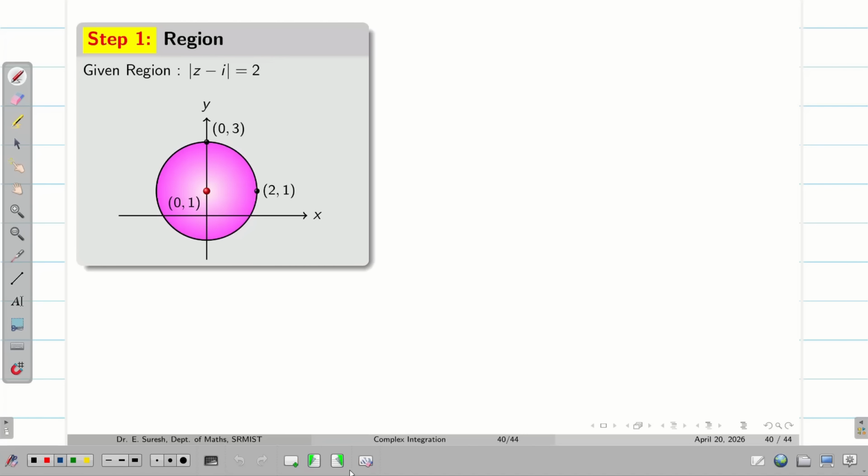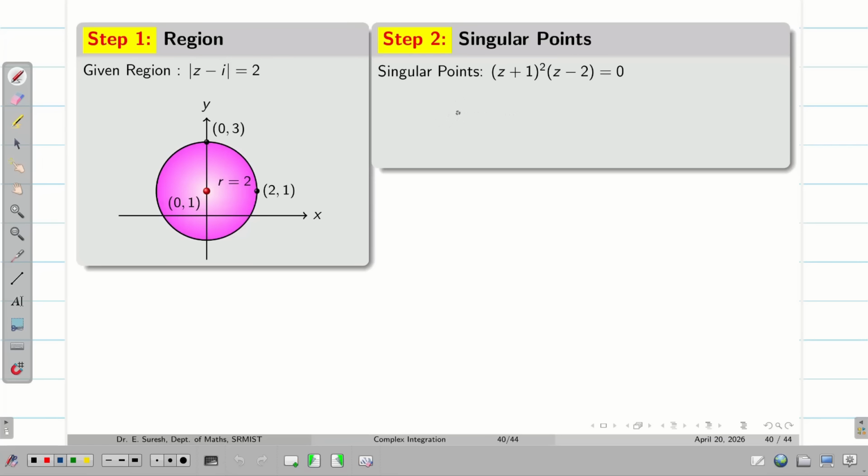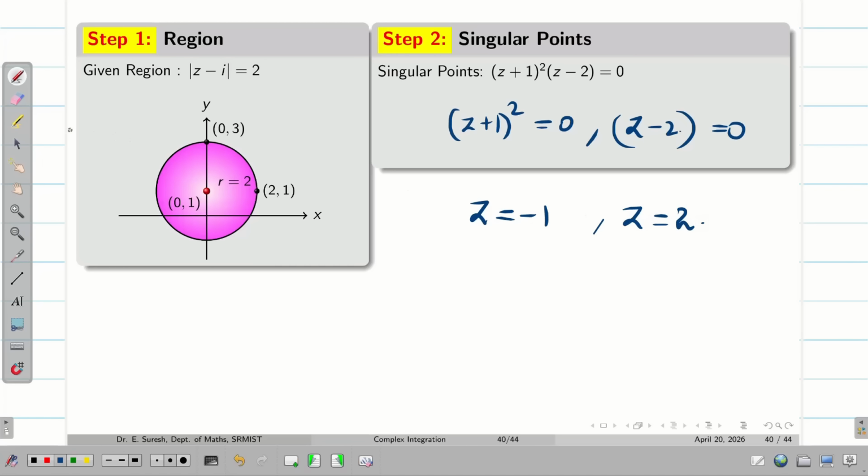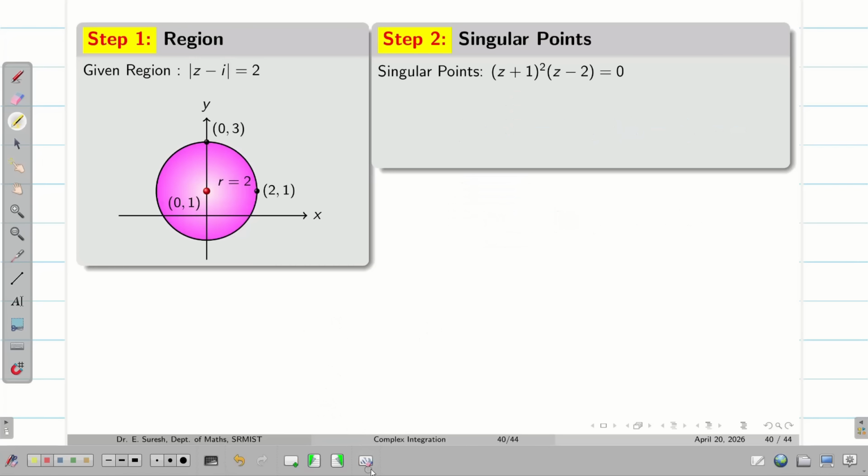Next we are going to find the singular points. Make the denominator 0. We get z plus 1 whole square equal to 0. Z minus 2 is equal to 0. So we get z equal to minus 1 and z equal to 2. Here we don't bother about the order. Even if it is z plus 1 whole power 100 equal to 0, we simply write only one singular point, that is z equal to minus 1.